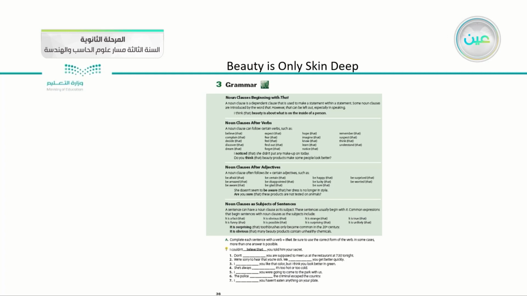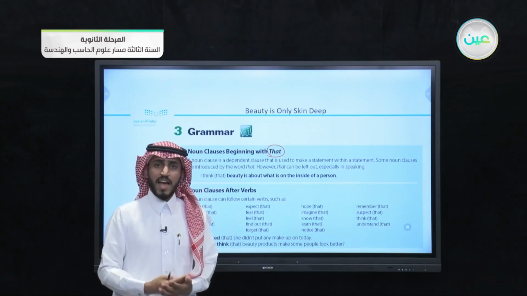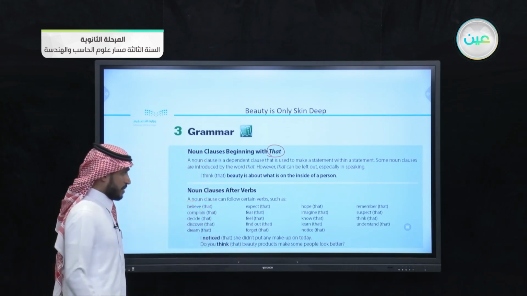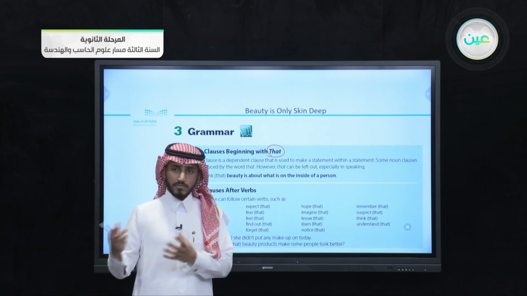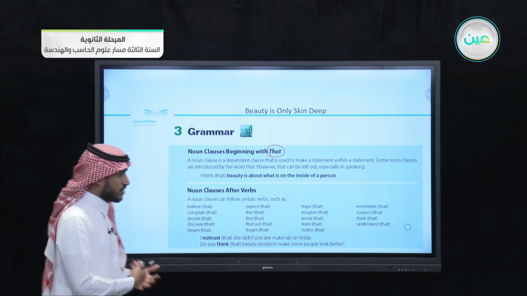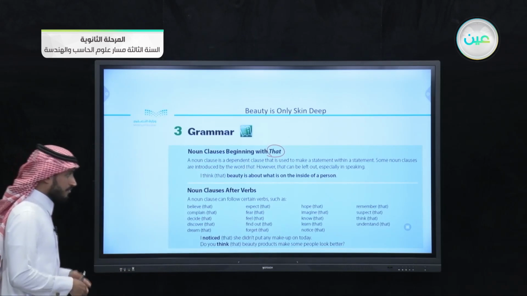This is the grammar lesson that we learned together in the previous lesson on page 36. It is divided into 4 parts. In these 4 parts, we focused on noun clauses and their relation with the word "that" in the first point. After that, we talked about the noun clause after verbs. We mentioned that noun clauses come after verbs, and we have a list of verbs like believe, complain, decide, discover, dream, and so on.